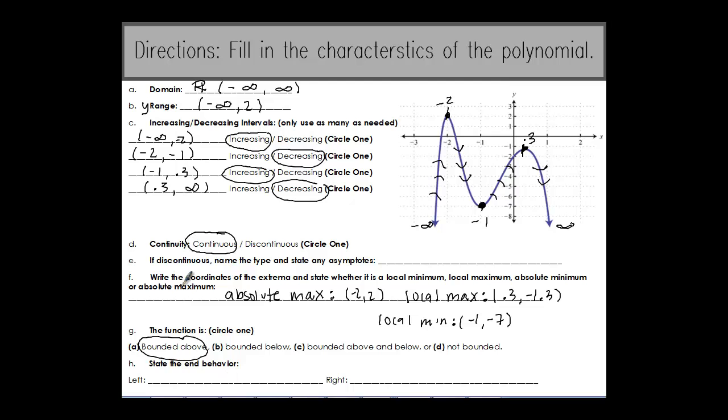Then our end behavior. On the left side of my graph, I am going down, so on the left side, I am approaching negative infinity for my y values. On the right side, I am going down as well, so I also approach negative infinity for my y values. Remember, for end behavior, you're determining what your y values do on that side of the graph. So now that we have all of our characteristics filled in, we are finished with this problem.